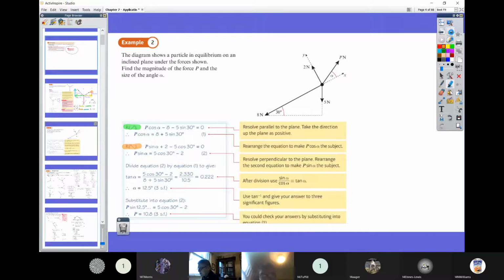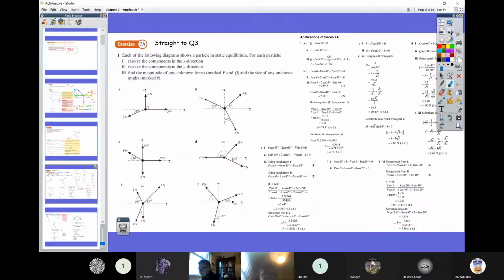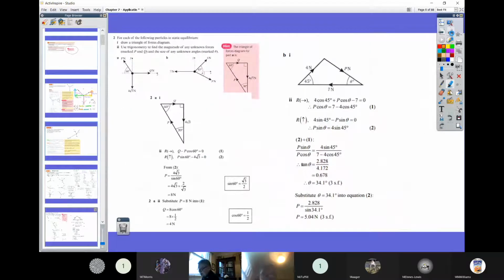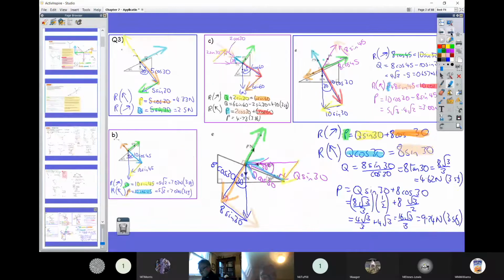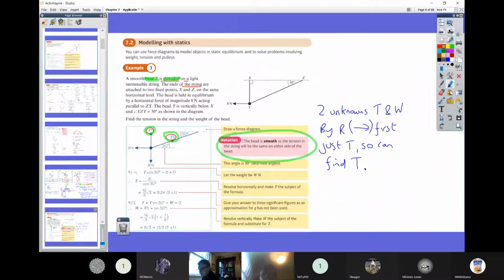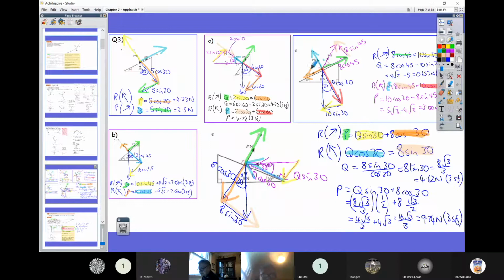I really think that question 1 and 2 are just too straightforward. I would like you therefore to have a look at question 3 and do some of those until you are comfortable. That's it for 7a. We then move on to modelling with statics, which I think we'll do tomorrow. So all I want you to do today, please, is just do bits of 3.